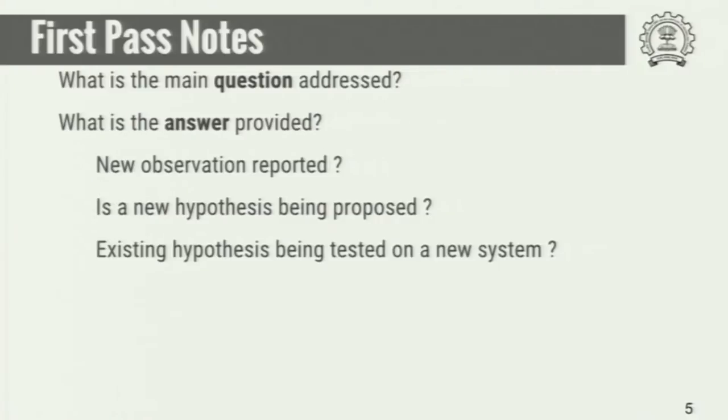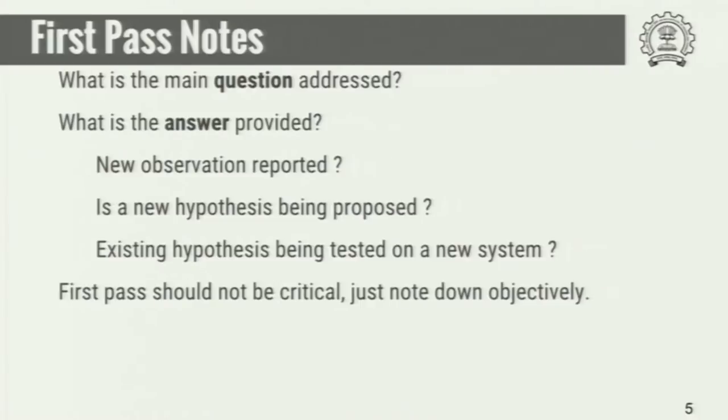So you could categorize the paper quickly without getting into reading it line by line, word by word. Okay. So here we should not try to judge in the first pass, just try to record what is this, what is the broad area, what is the question being asked, and what is the answer provided. And try to summarize the paper in less than 20-30 words.